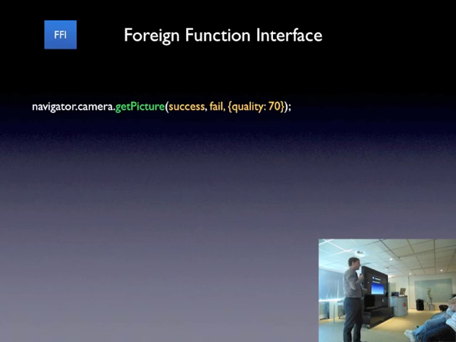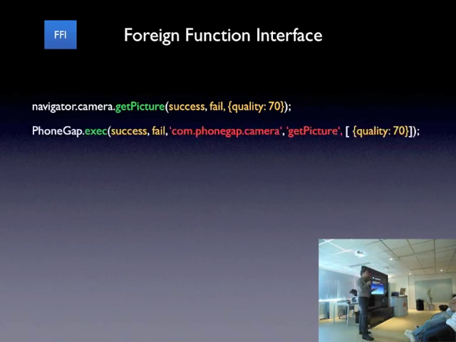Here I'm setting the quality to 70% of the camera. In the next step, the PhoneGap JavaScript API is going to change this internally. You only have to know about this part. So it says, okay, we have to execute a plugin, and the plugin is com.phonegap.camera. We have to execute the function getPicture. And it puts the options into an array of objects. And it passes in the functions.